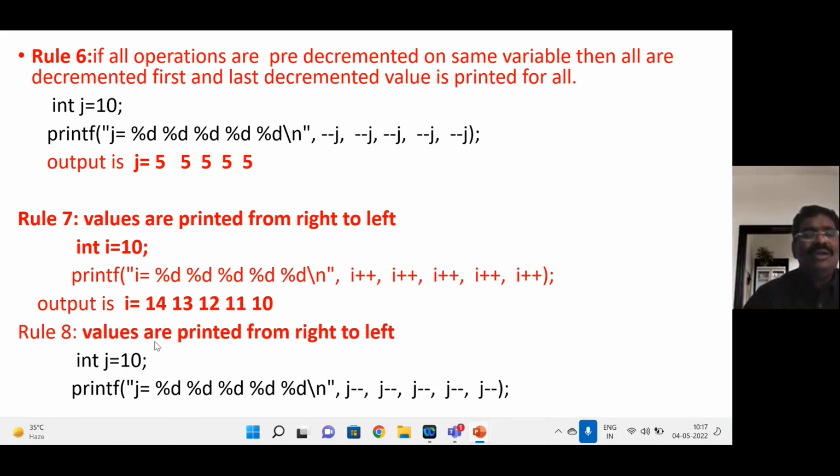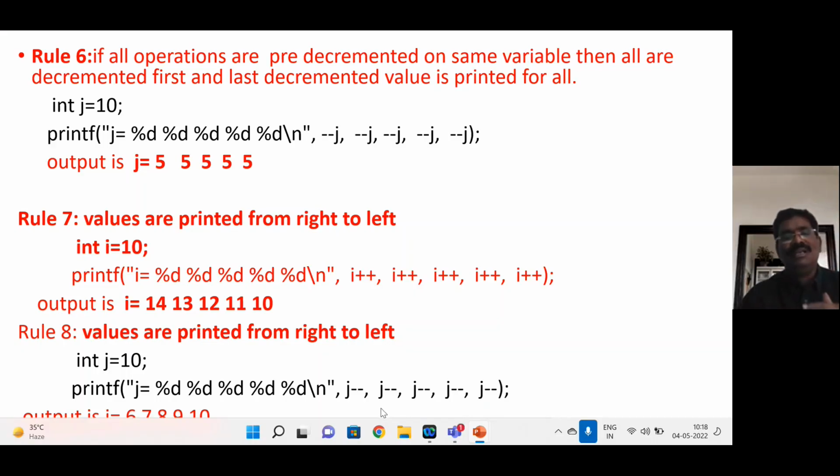And similarly, the eighth rule: the values are printed from right to left in the decrement case. So here, int j is equal to 10, print j--, j--, j--, j--, j--. That means there are 5 values. First, the last j-- will be printed. That means first 10 is printed. After that the value is decremented by 1, so 9 is printed. After that 8, 7 and so on. So 10, 9, 8, 7 and 6 are printed.